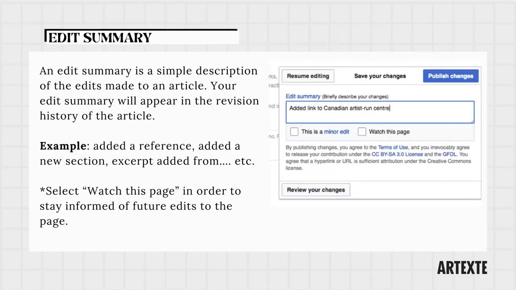Once you've made your changes, it'll be important to include an edit summary, which is a simple description of the edits made to the article. Your edit summary will appear in the revision history of the article. So an example could be added a reference, added a new section, excerpt added from, etc. And this helps us to really trace all of the history of the article. So we can look at the history and see what the changes were made and by which users. If you want to, you can select Watch this page in order to stay informed of future edits to the page.